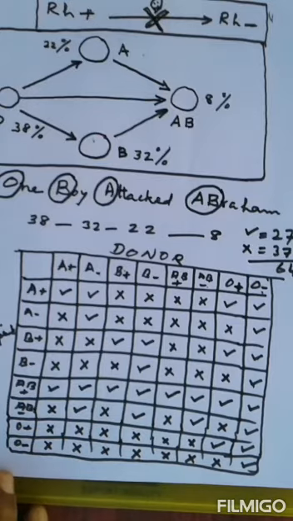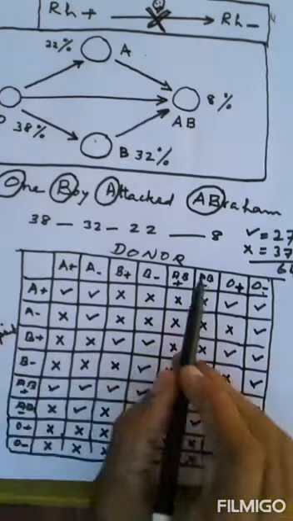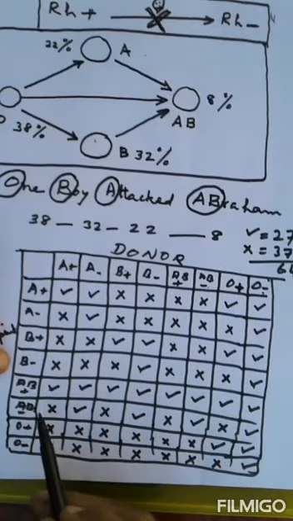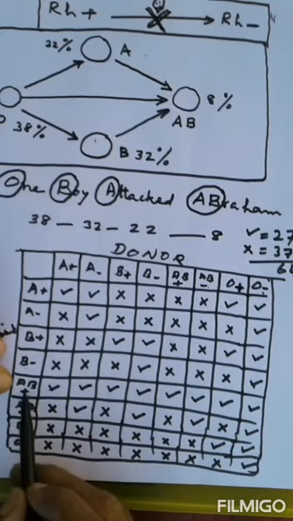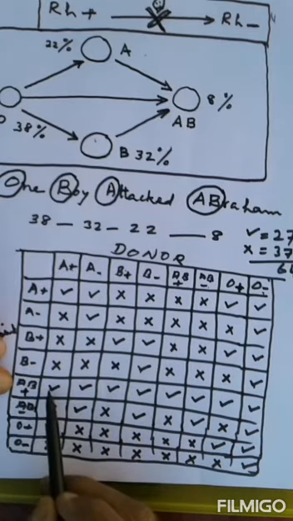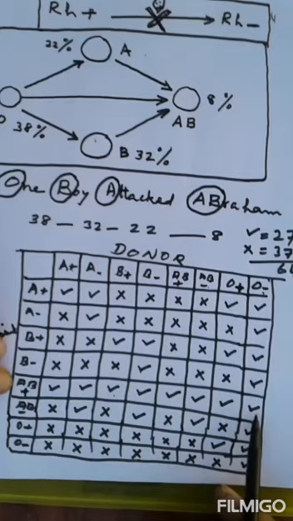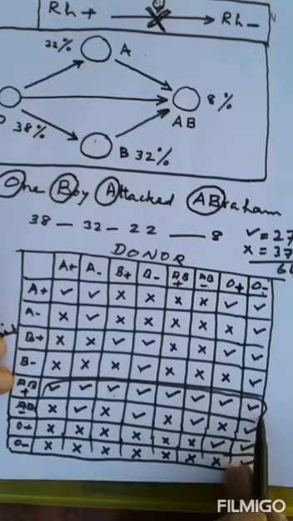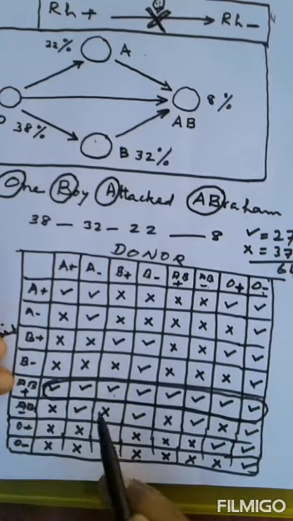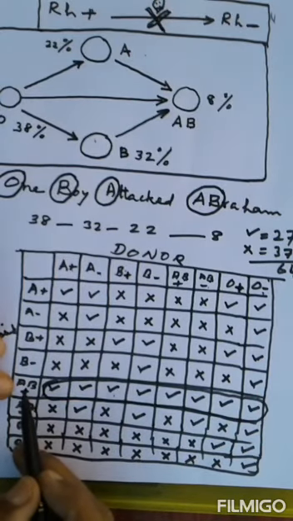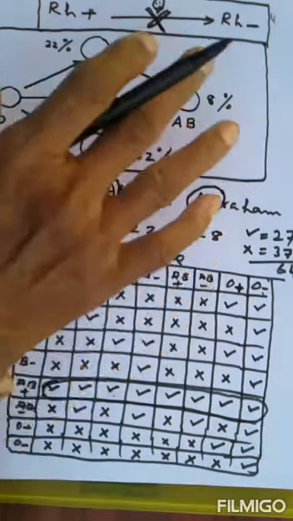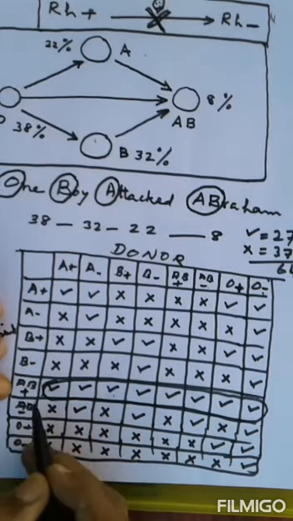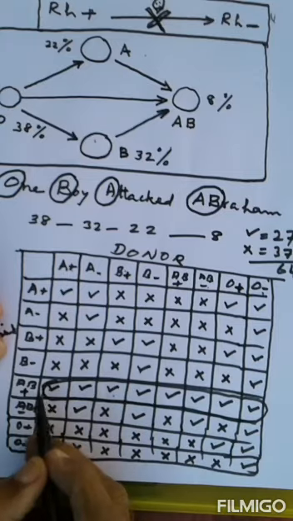Now, I want to draw your attention to this compatibility chart. Here, you please note that AB positive blood, 1, 2, 3, 4, 5, 6, 7, 8, all are tick mark. Possible cases. That means compatible. That means AB plus person can receive blood from any donor. No problem. So AB plus person is called the universal recipient.